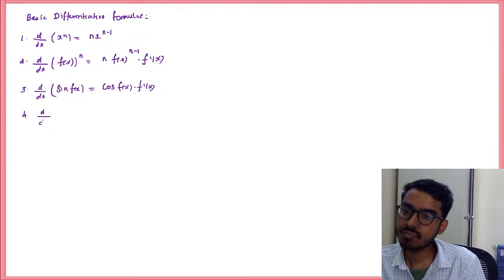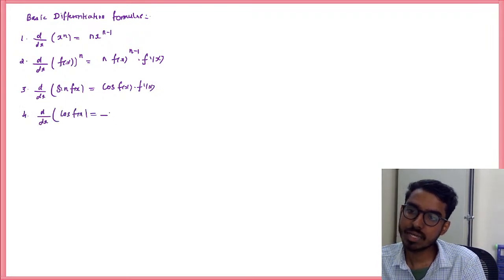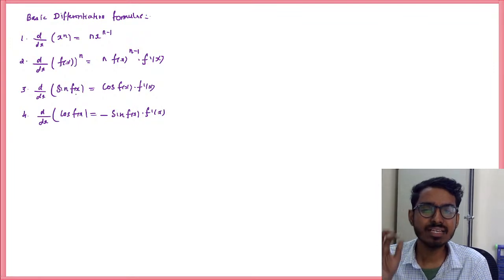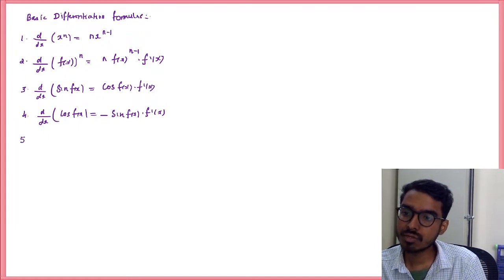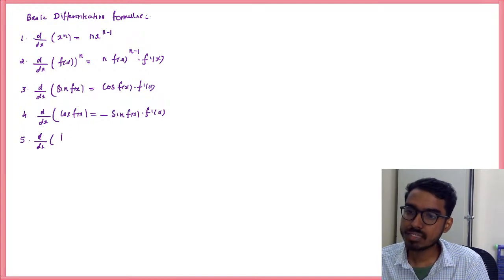d by dx of cos f of x is minus sin f of x into f dash of x, right? I'm generalizing this. Instead of f of x, if you have x, sin x will be cos x into 1, right? And d by dx of tan f of x.